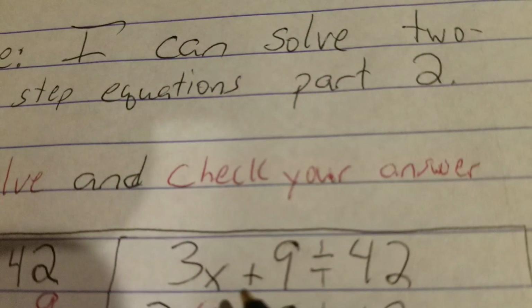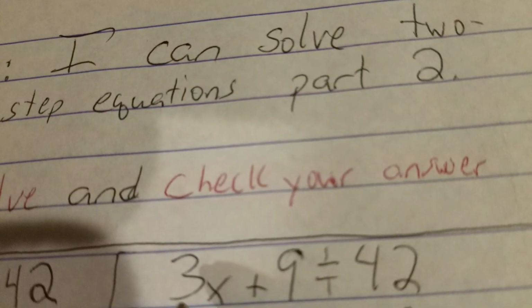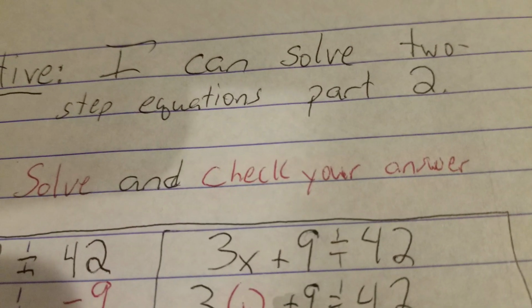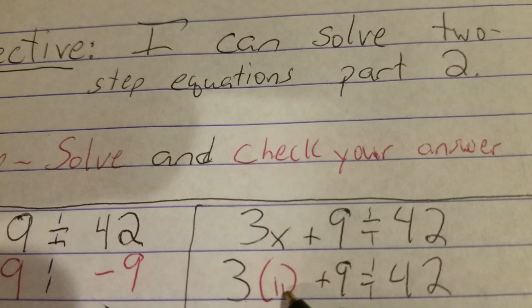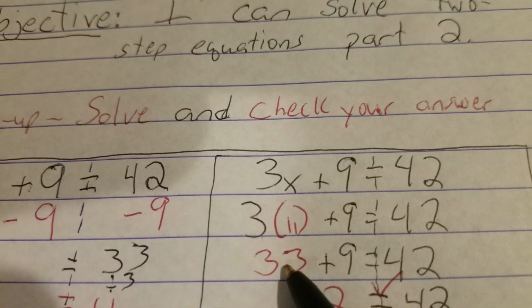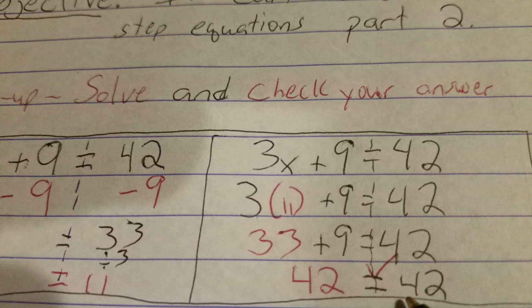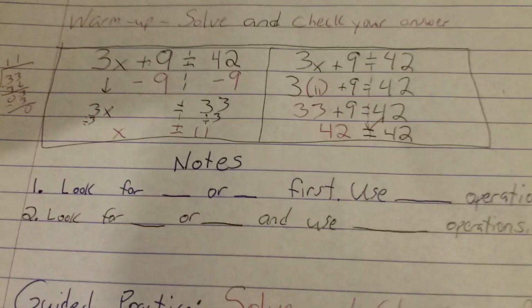Again, I check my answer by rewriting the equation exactly how I saw it. 3x plus 9 equals 42. And since these are multiplying, in parentheses, I will substitute in for the x. So instead of x, we're going to put in what we thought the answer was, which is 11. 3 times 11 is going to give us 33. And 33 plus 9 gives us 42. Same answer on both sides. Check mark. This is correct. Okay? So, here we go.